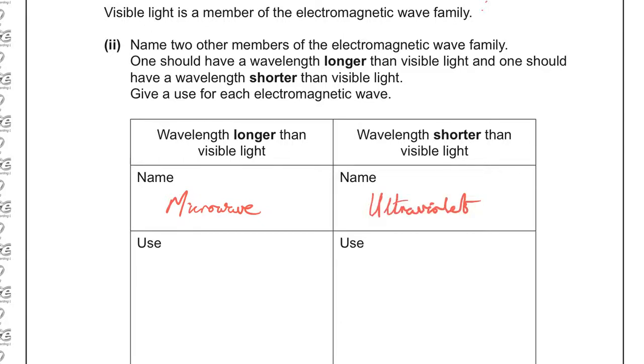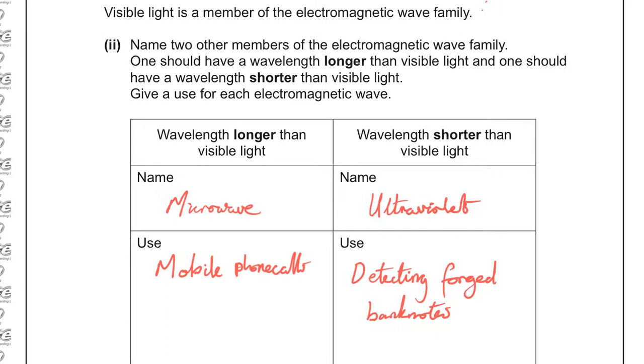Use for microwave would be things like communication, so mobile phone conversation would be an example. And UV is used for things like detecting forged banknotes, so checking dodgy money. Okay, so make sure you think of a good use. If you can't think of a good use, pick something else. Don't pick one that you can't think of a good use for.